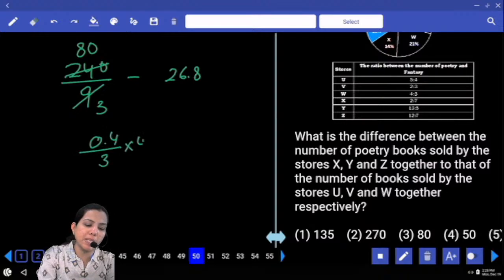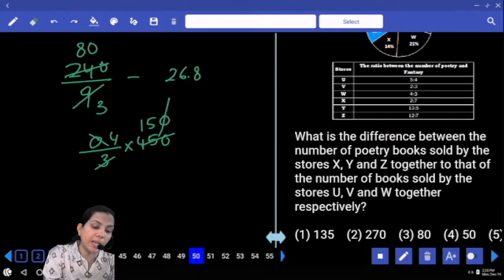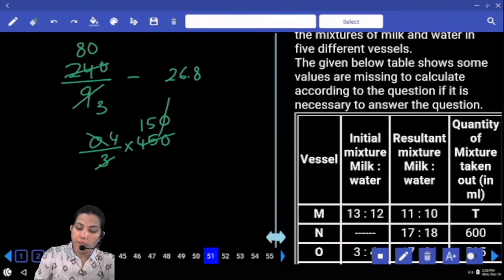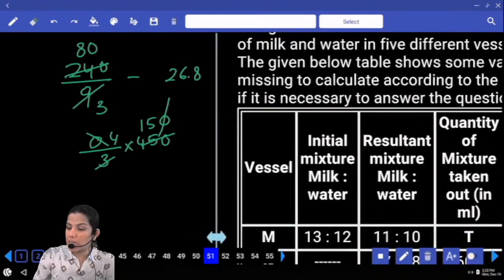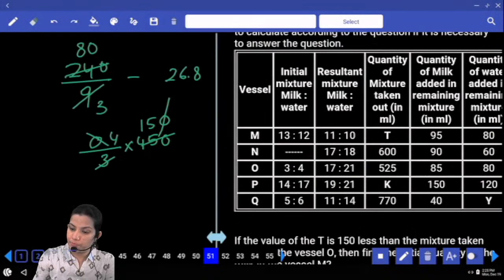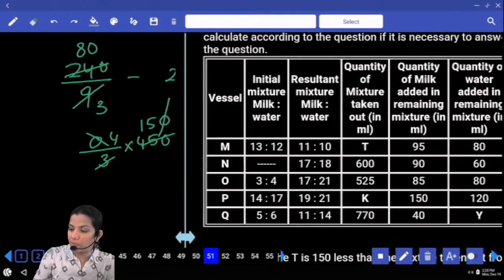That means what is the percentage value? 450. 3 exactly how many times? 150 times. 0 and decimal cancel. 15 4s are 60. That is option 5, the answer. 60 is the answer. Next, question number 51 to 55.